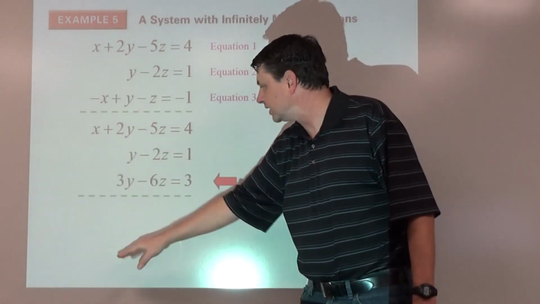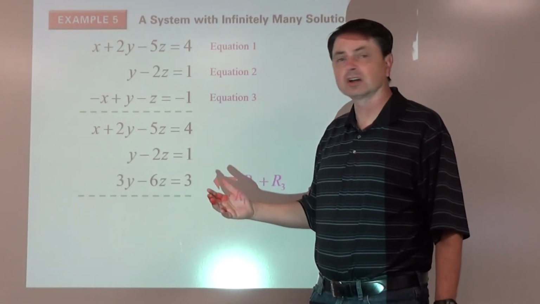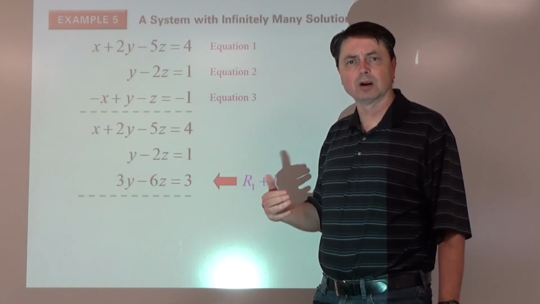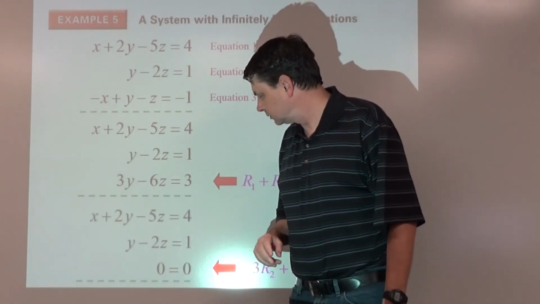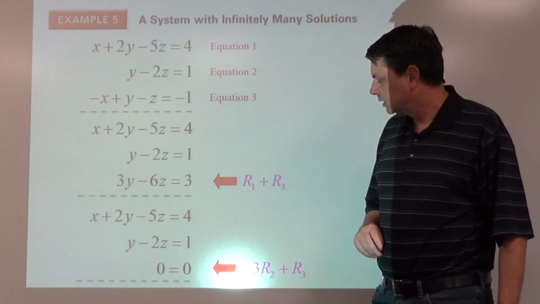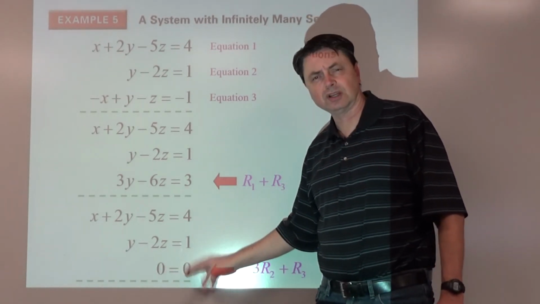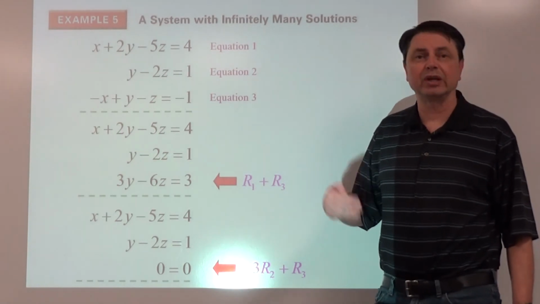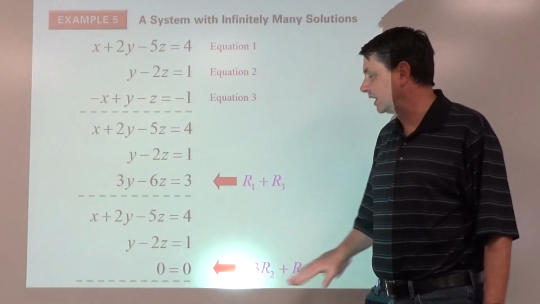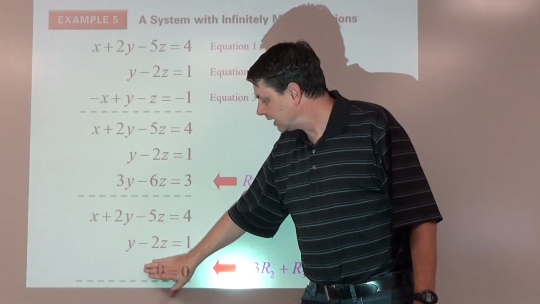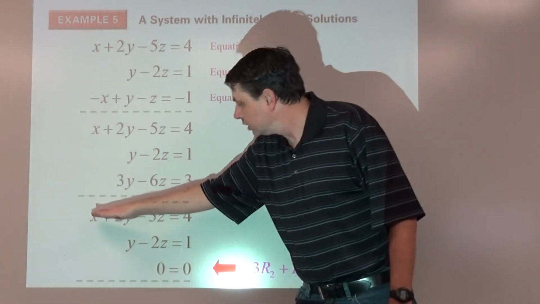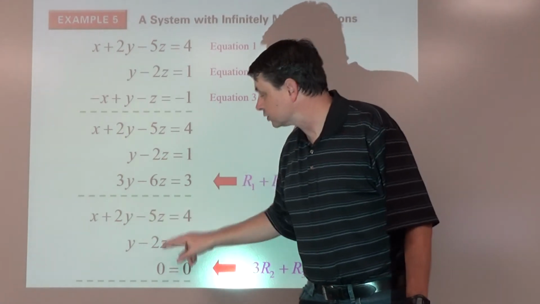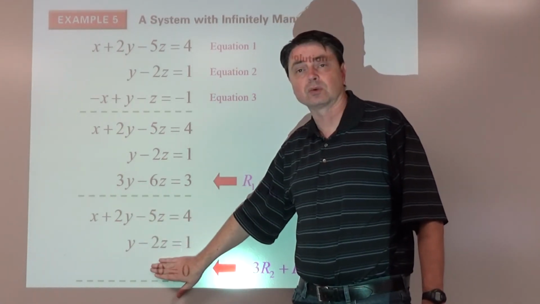So if I do that, the y's are gone. The z's are gone. So really that creates 0 plus 0 is equal to 0. That's true. If it was not true, let's say we got 0 equals 5, I think that's a no solution case, but this is true. And it's an equation that doesn't have any variables. So essentially we have three variables, but 2 equations, because this one doesn't really count.